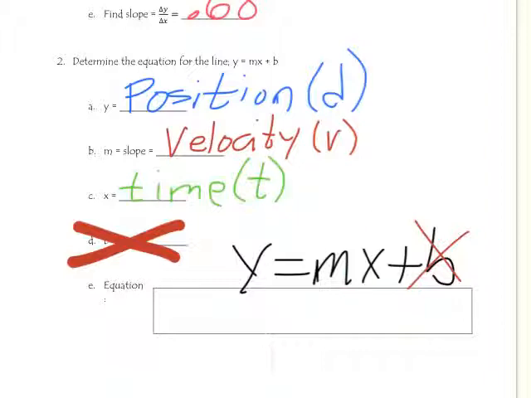And so when we rewrite this equation, we get d is equal to m, which is velocity, and x, which is time. And there's your final part, and that's the lab.